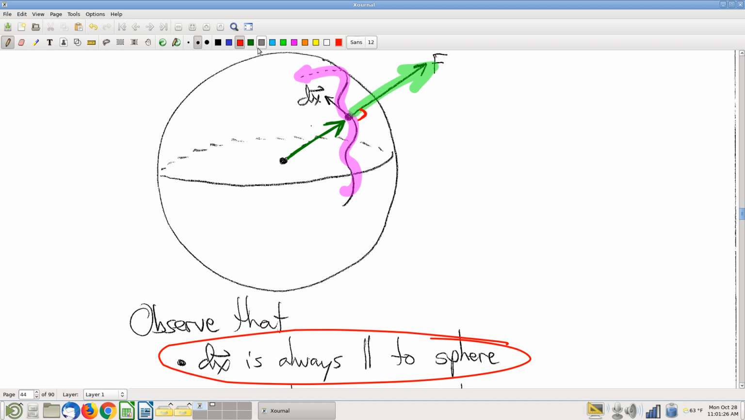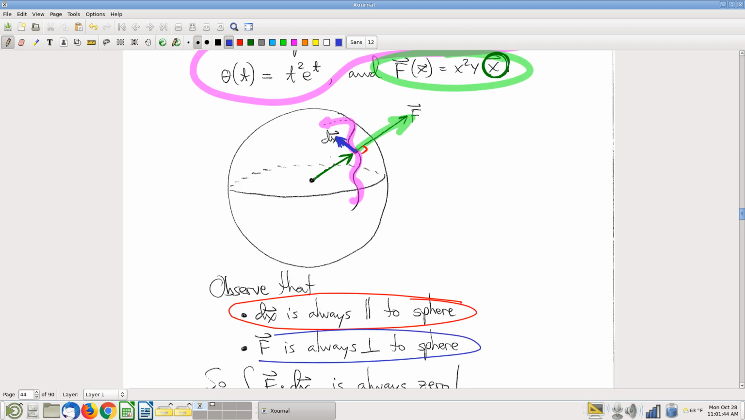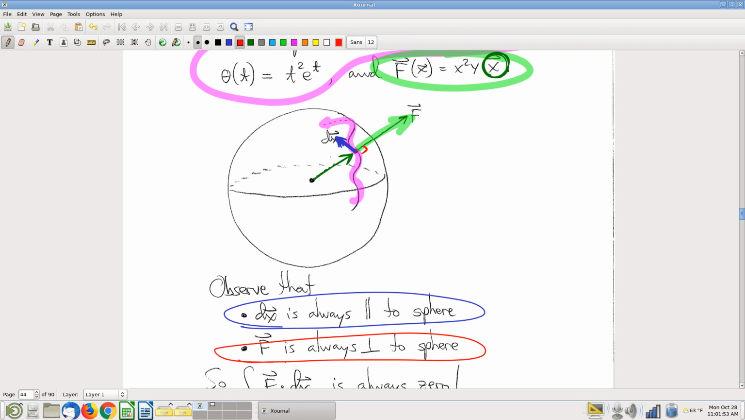Whereas, by comparison, my velocity vector, or I can even say my position differential there, the curve is confined to the surface, and so therefore my tangent vector, my dx vector, I circled the wrong thing, sorry. My dx is always parallel to the sphere. Sorry, this was supposed to be that one. So what I've got here is an f that's always perpendicular to the sphere, a dx vector that's always parallel to the sphere, and therefore f and dx themselves are always perpendicular.